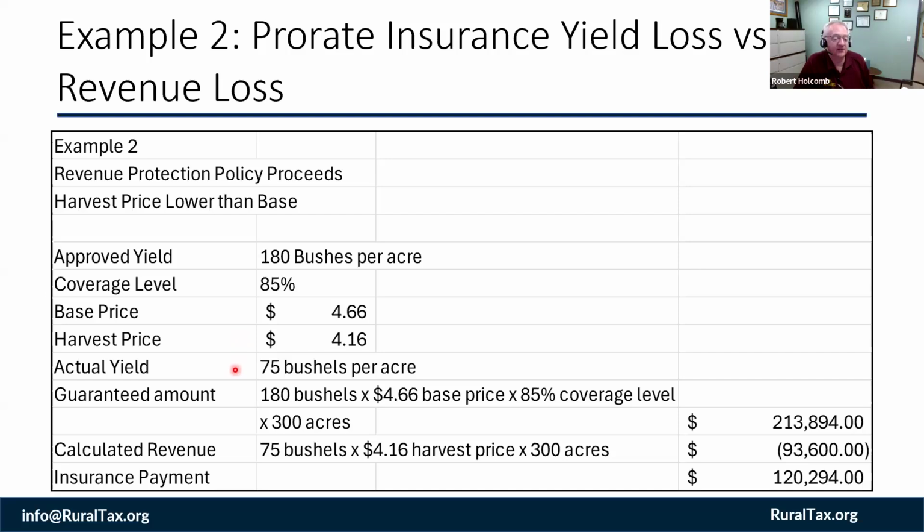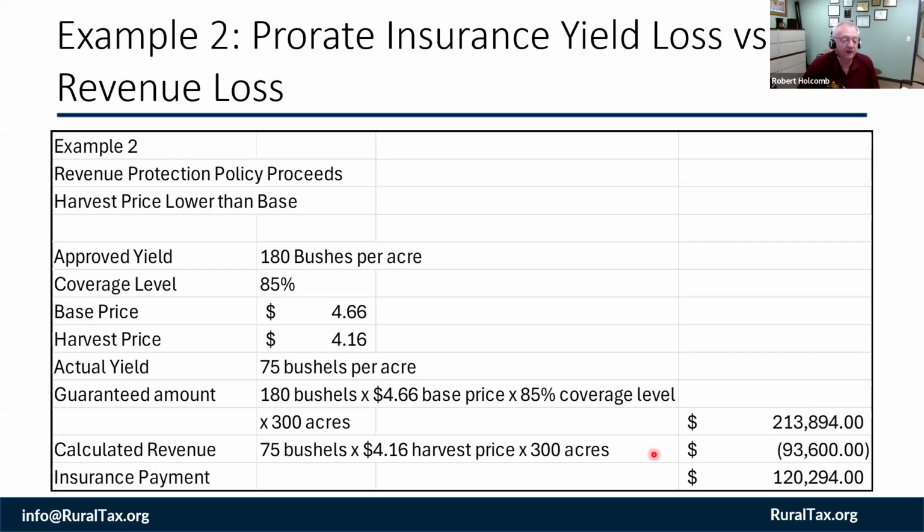Actual yield is 75 bushels per acre. So we still have a significant yield loss, but we have a harvest price that's below the base price. So that changes our calculations a little bit. Let's look at the guaranteed amount. We've got the 180 bushels times the 466 base price times the 85% coverage. So this guaranteed amount is the 213,894. That didn't change from the previous example.